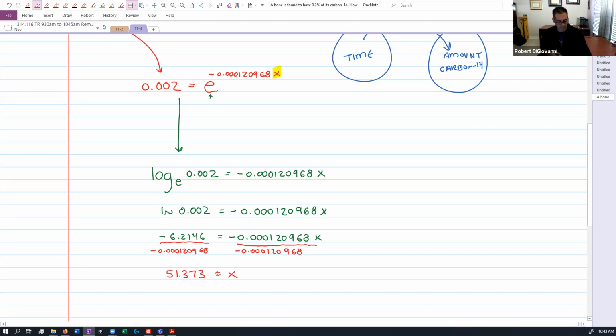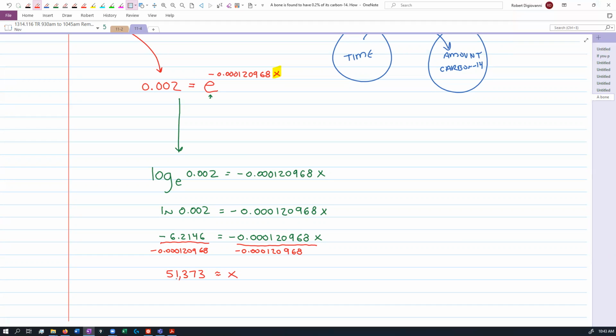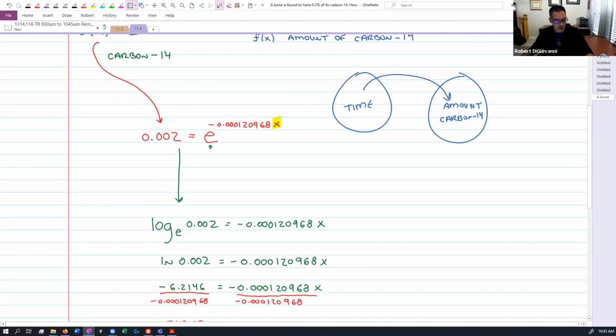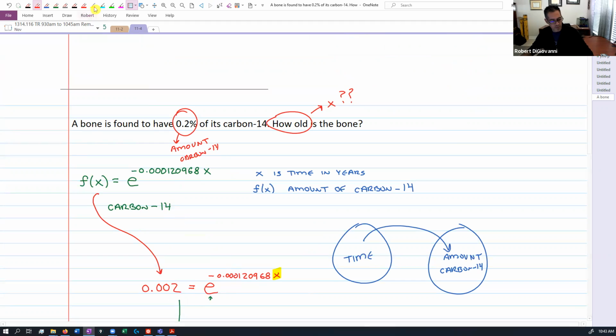Did anyone else get that? Yes, that's what I got. That's how old the bone is, approximately. That's how we do carbon dating. Now, there's a lot more to this. You have to be able to measure things and things like that, but the math behind it all comes down to this equation that we came up with. The only thing we needed to come up with that equation was the half-life of carbon-14.